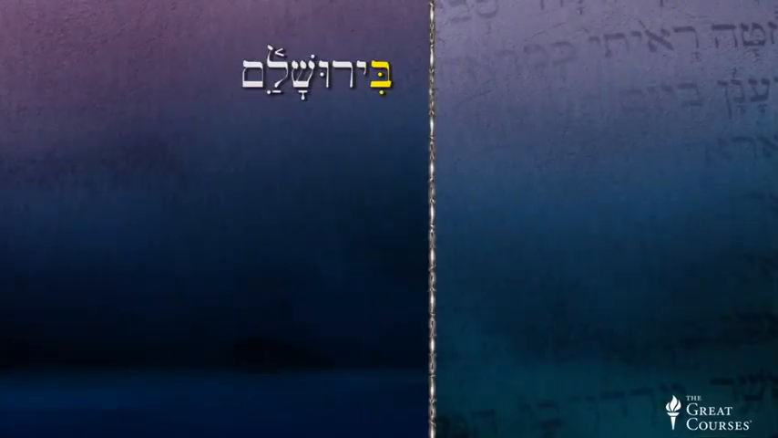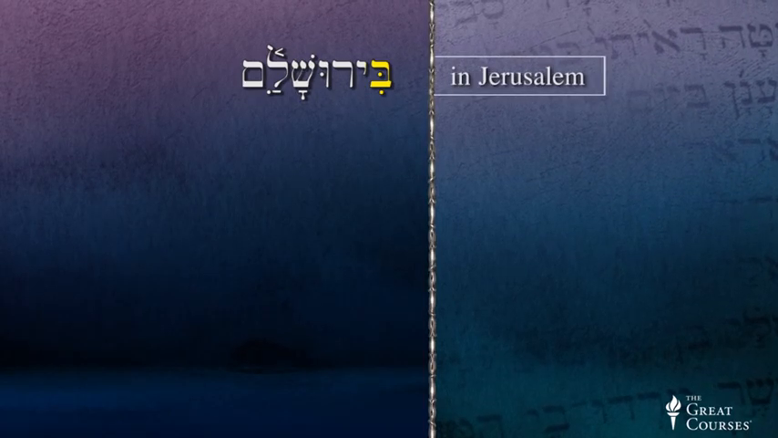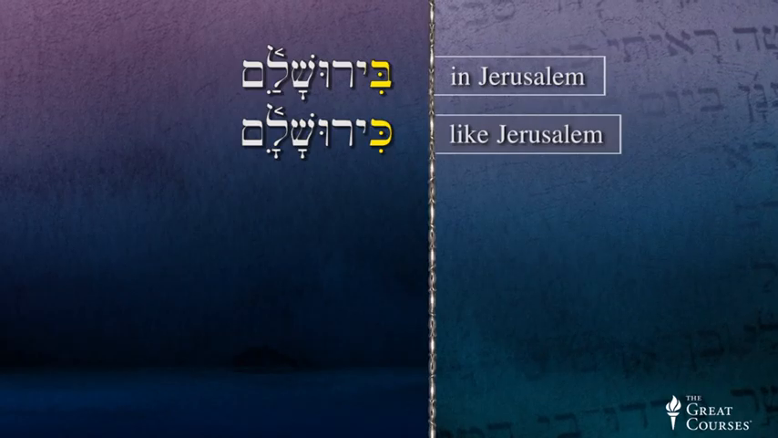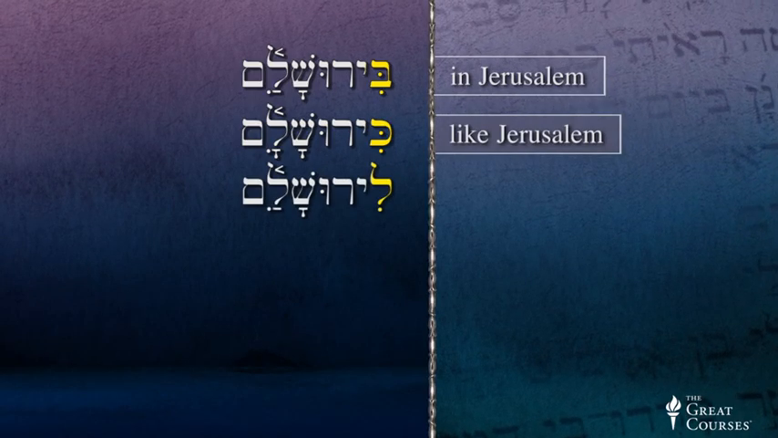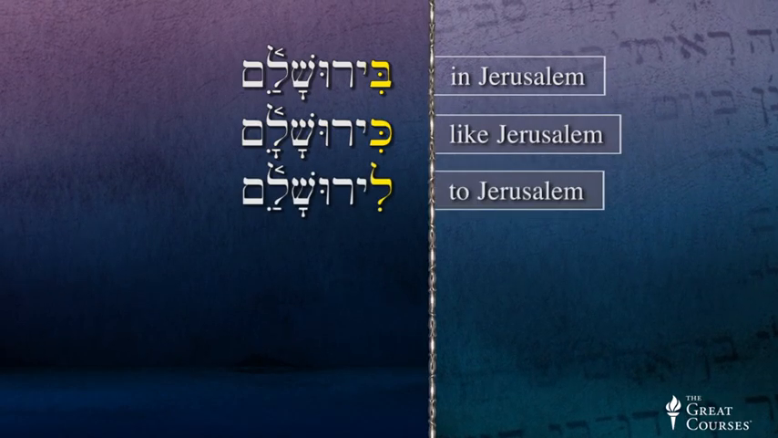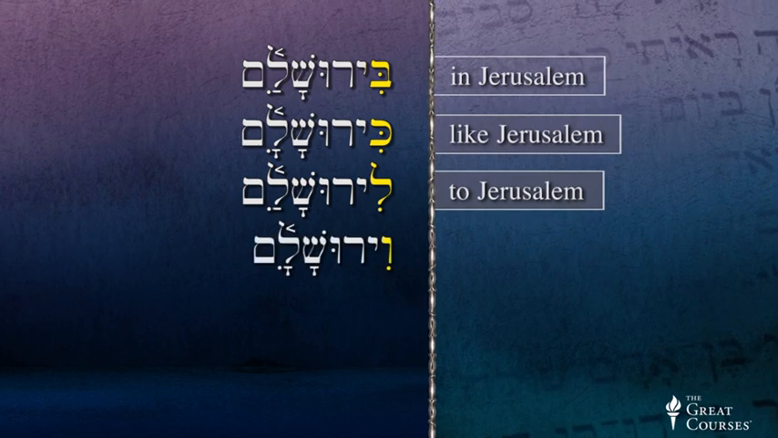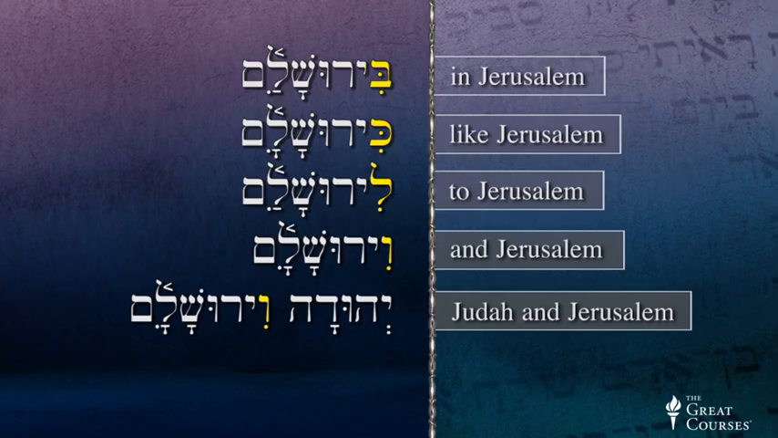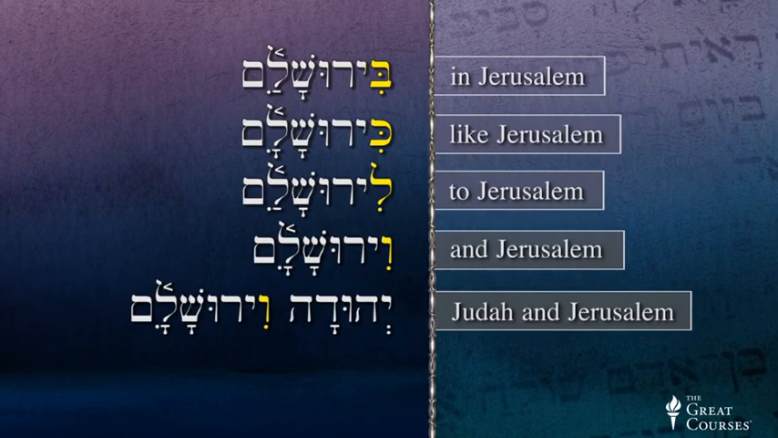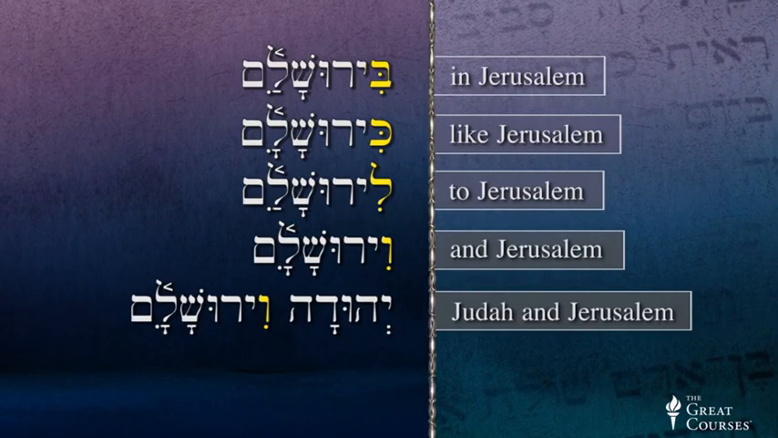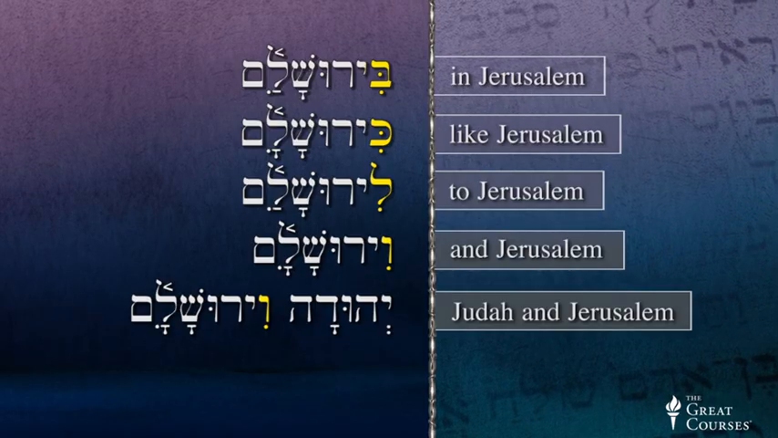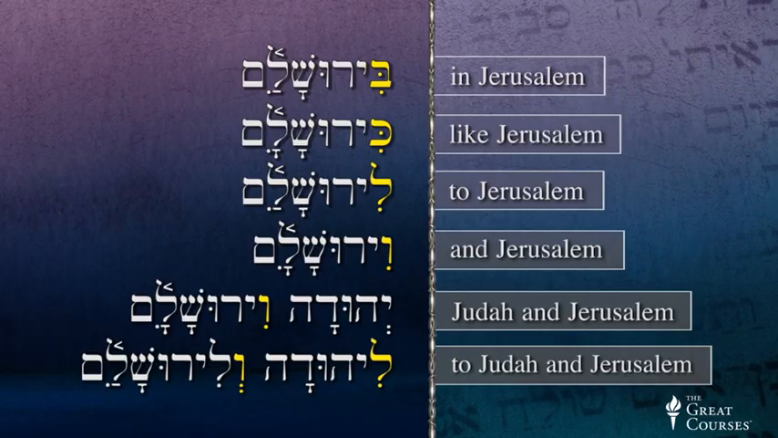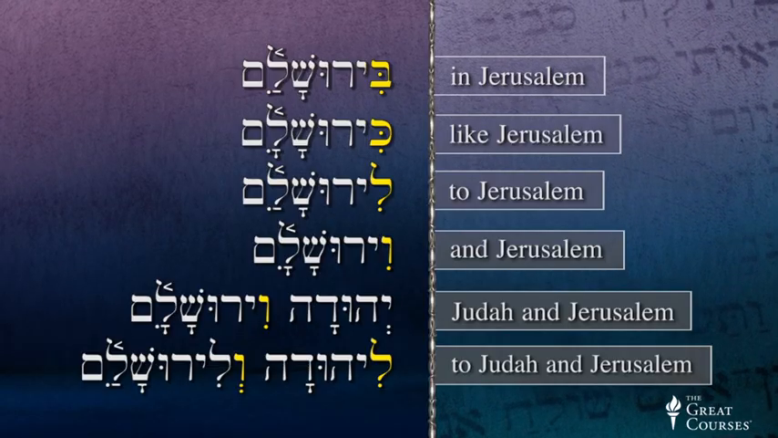Yerushalayim, but Bi-Rushalayim, in Jerusalem, Ki-Rushalayim, like Jerusalem, Li-Rushalayim, to Jerusalem, and even Vi-Rushalayim, and Jerusalem. Judah and Jerusalem, Yehuda v'Yerushalayim. And you can combine vav with one of the proclitic prepositions, Lihuda v'Lirushalayim, to Judah and Jerusalem.